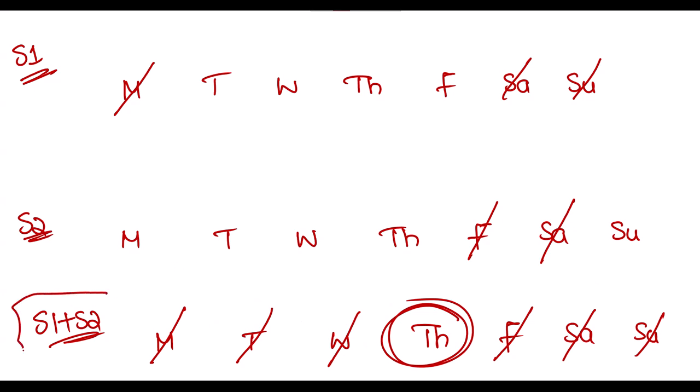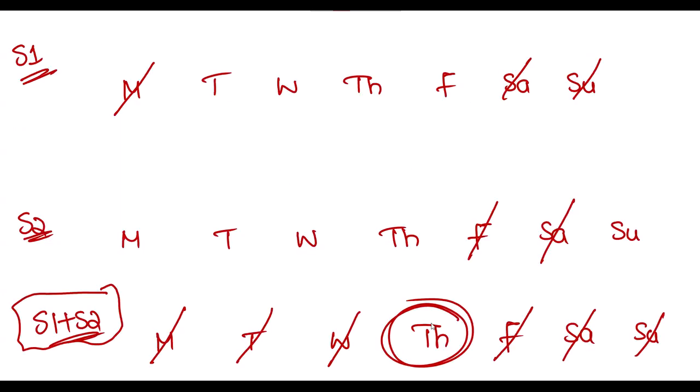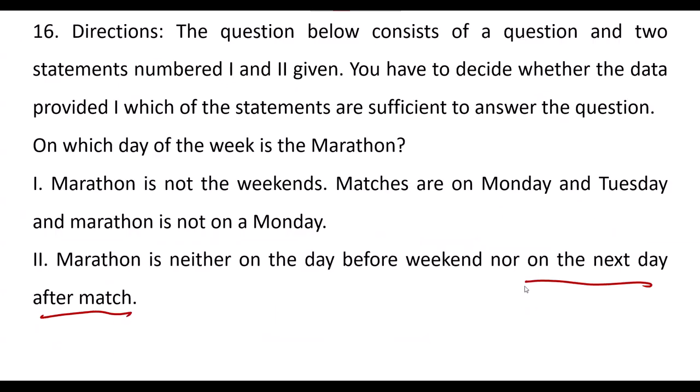So we can handle this question using the two statements together. The problem here is that in the options, it's not given. Two statements together not possible is not given. I think the first option is one alone while two alone is not possible, C is two alone while one is not possible, and D is either one or two. They didn't give the option regarding both statements together not being sufficient among the options. So there is a possibility we have to complete it. So that's what you can understand. All done. Thursday is the answer.